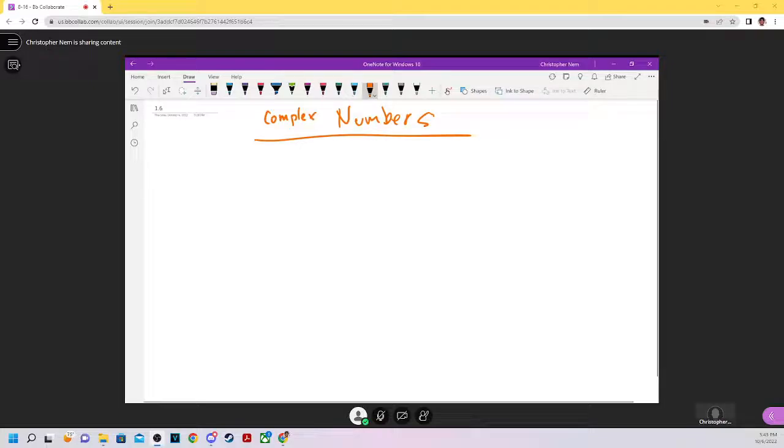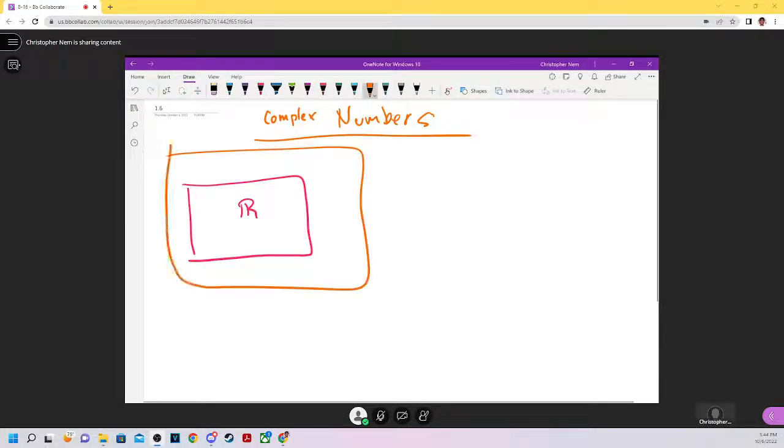Well, it turns out there is a set of numbers that we're going to work with that's even bigger than the real numbers themselves, and they're called complex numbers. To give you a visual idea of what this is, imagine this as your real numbers. The complex number system is bigger than that. This is the notation, see with that little slash on it. The complex numbers is all of your real numbers and more.